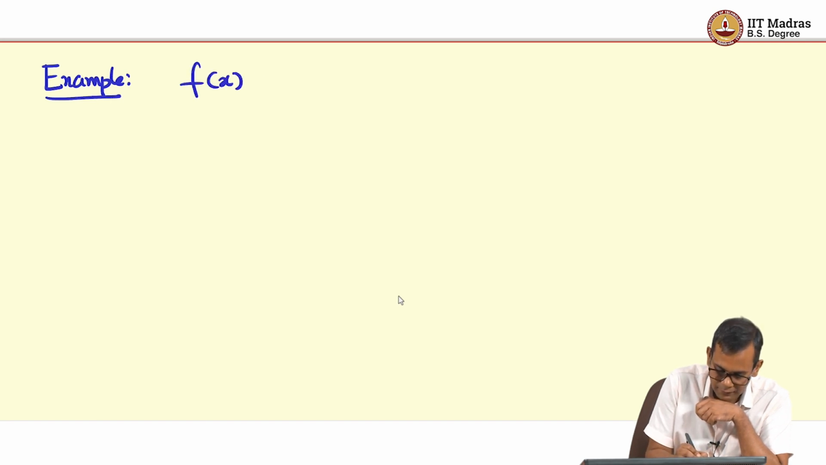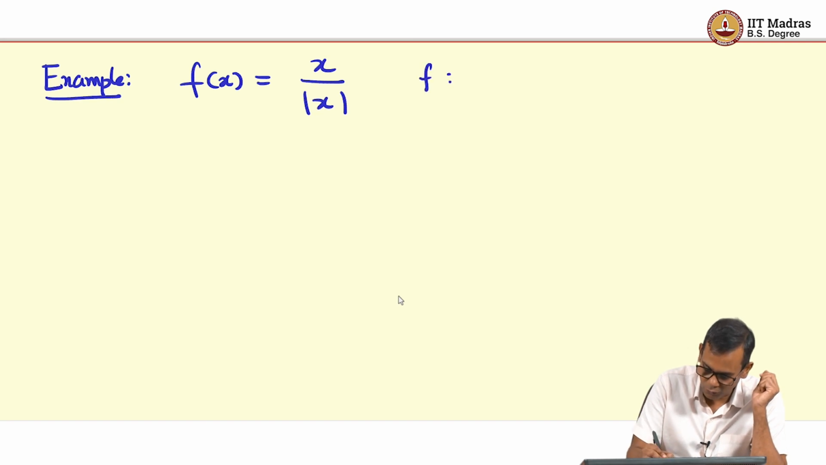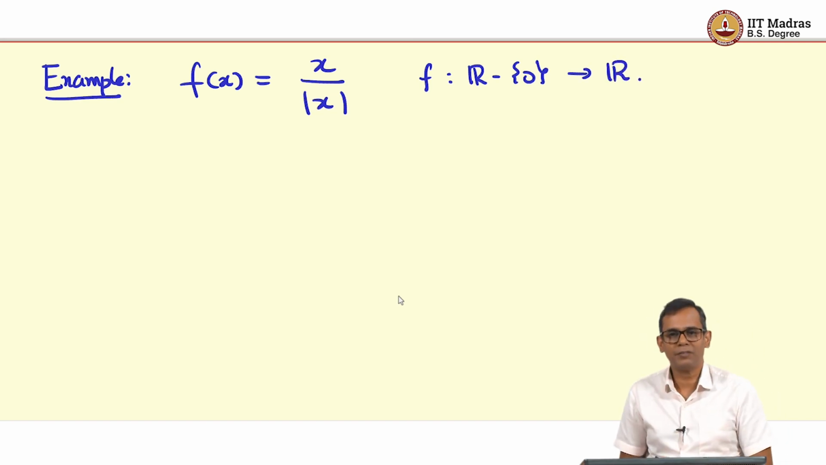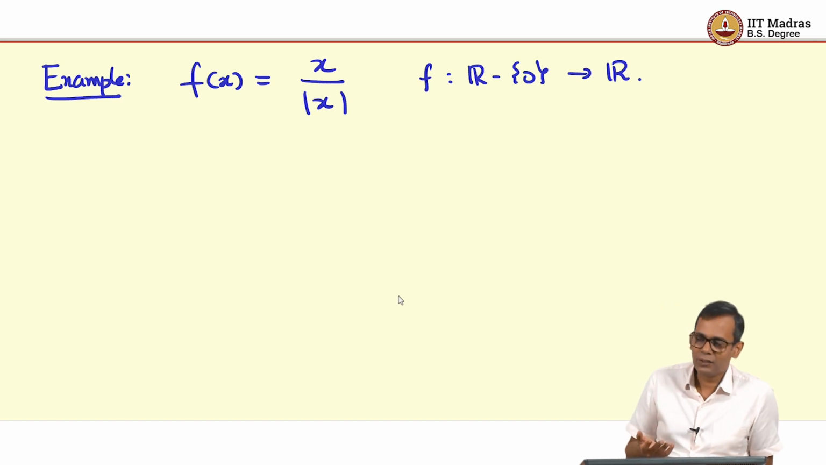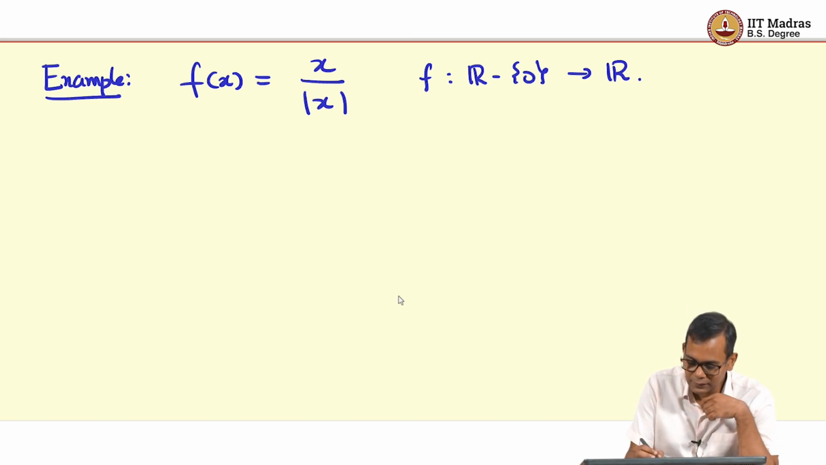f of x is equal to x by absolute value of x. This function is not defined at x equals 0 because the denominator then becomes 0. So, this is defined on R minus 0 to R. Now, in order to talk about the limit of a function at a, it is enough for the function to be defined at every point in a neighborhood of a except the point a. We do not actually use the value of the function at the point a. So, it has to be defined on a neighborhood of a with a possible exception of a.